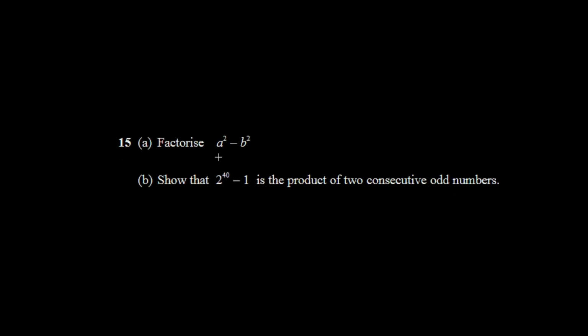Question 15, we've got to factorise a squared minus b squared and then show that 2 to the 40 minus 1 is the product of two consecutive odd numbers. And just as a clue, the result of part A is a big clue into solving part B. Let's have a go at it.